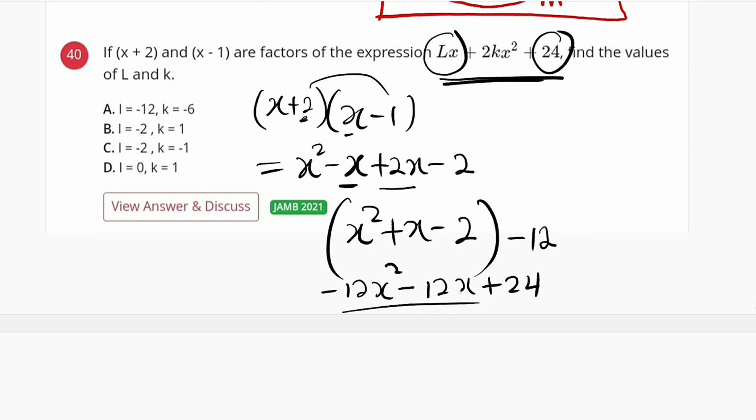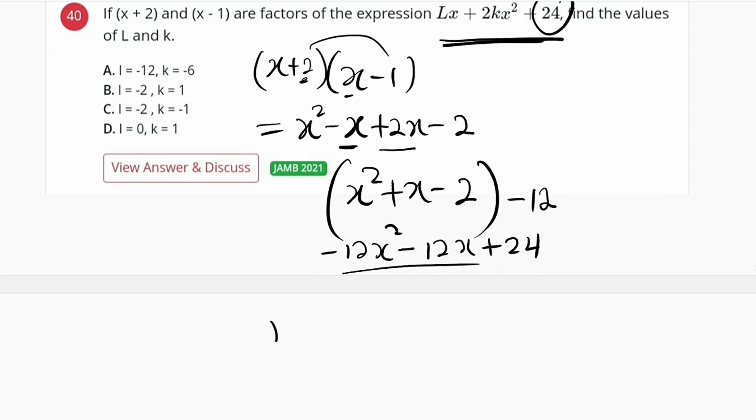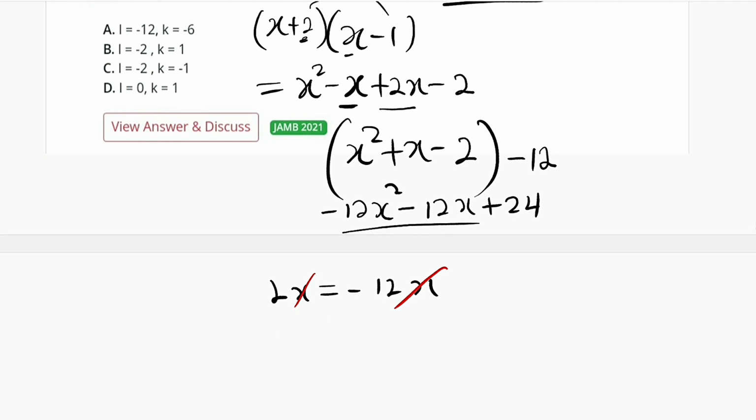Lx must be equal to negative 12x, which is the coefficient of x here. So now let us relate them together. Lx is equal to negative 12x. You can see that x will cancel x. Therefore, L is equal to negative 12.